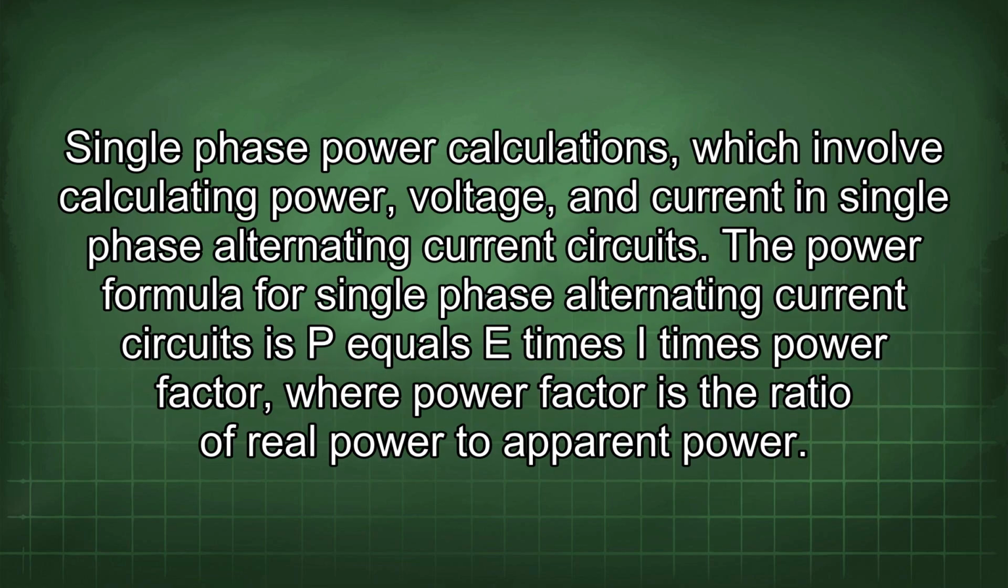Single-phase power calculations, which involve calculating power, voltage, and current in single-phase alternating current circuits. The power formula for single-phase alternating current circuits is P equals E times I times power factor, where power factor is the ratio of real power to apparent power.